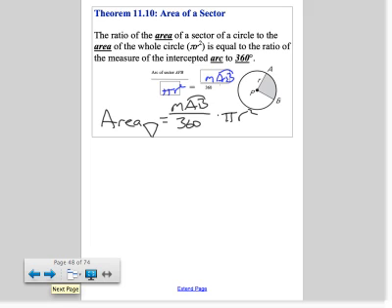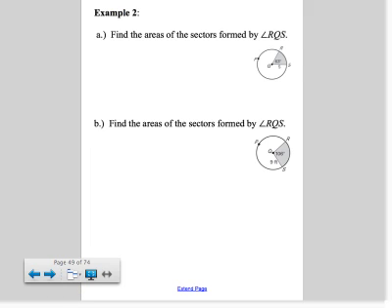Generally that's what I'll use, because the way I think about it is this expression right here, the measure of the arc over 360, tells me what percent of the circle I have, and then I take that percentage and multiply it by the whole circle. So it says find the areas of the sectors formed by RQS. There's obviously two sectors here, so we'll look at this first one here, that I just outlined.